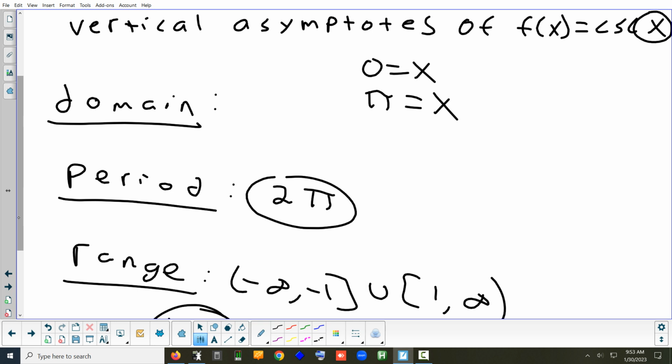And how do we write the domain? Think about how we did it for the one before. How did we do it in the one before? Yep. All reals except asymptotes.